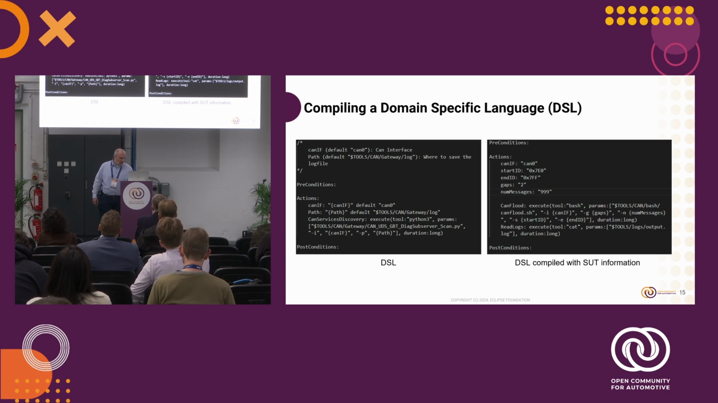Now I created screenshots of a very simple test, which on the left side is in the abstract form. Here you can see in the DSL you only have placeholders. You don't have concrete values for the different settings. And on the right side, this is compiled with the system-under-test-specific information. This DSL can then be used by the AVL TestGuard to execute the actual test, where the test is implemented in the catalog.